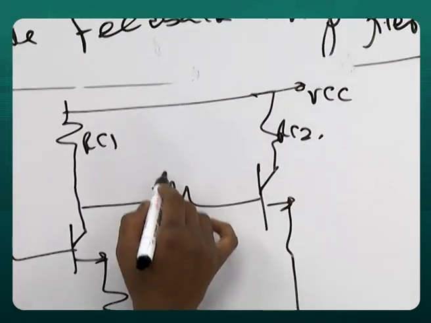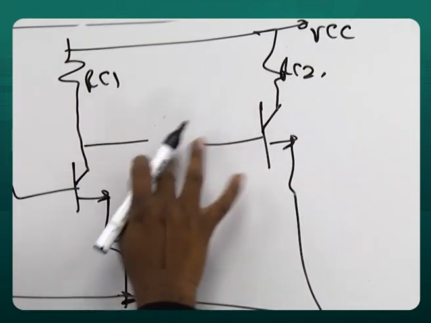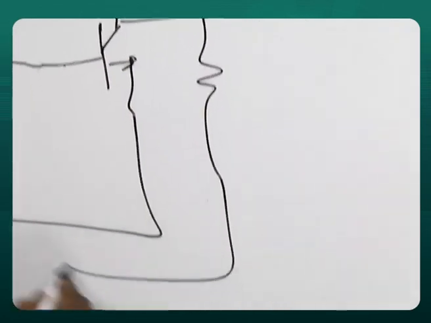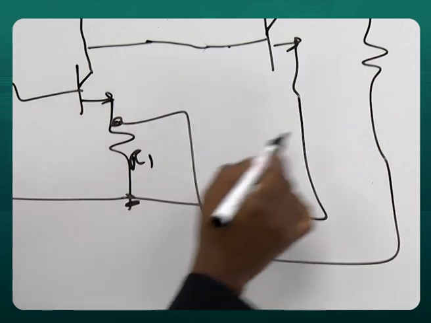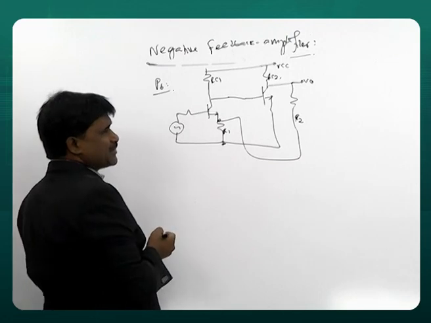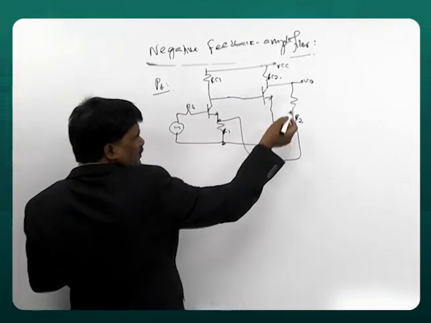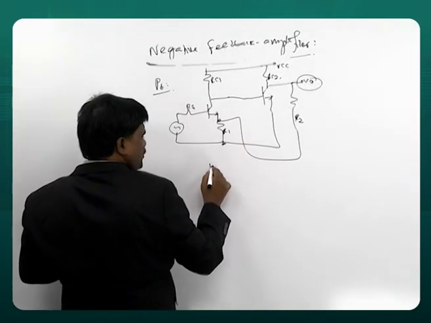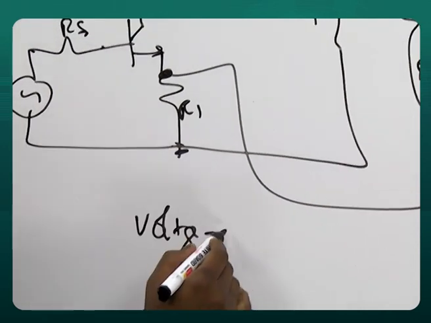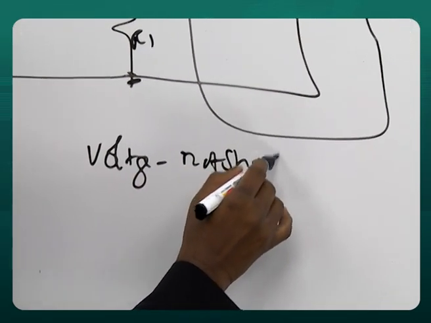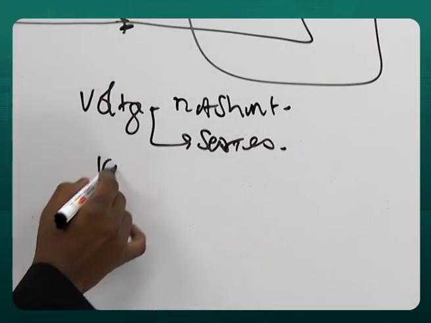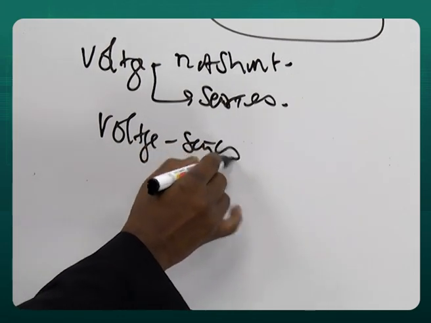RC1, RC2. This is direct. And here you have a resistor. R1, R2. What feedback is this? Directly taken from voltage. So voltage sample. The second end is not going to base. Not shunt. Not shunt means series. Therefore, it is voltage series.